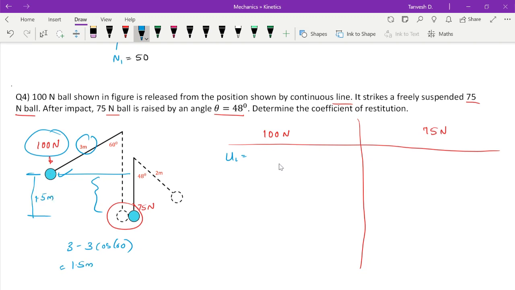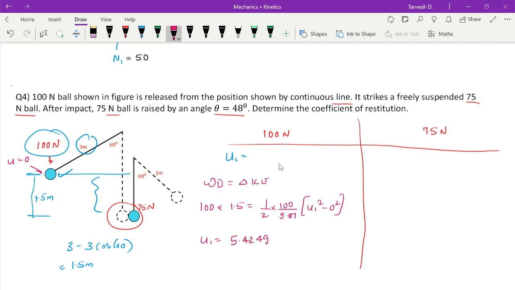Work done is equal to change in kinetic energy. Therefore, I'll find this u1 that way. Let us say this u1 is the final velocity reaching this position, and it is the initial velocity before impact. So don't get confused by these two terms. Work done is change in kinetic energy, therefore 100 into 1.5 is equal to half into m, u1 square minus 0 square, because the initial velocity here is 0. So u1 you will get as 5.4249 meters per second. So we found the initial velocity before impact of the 100 newton ball.